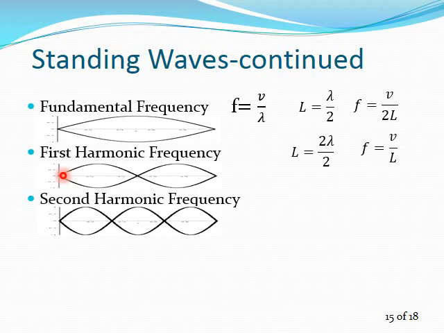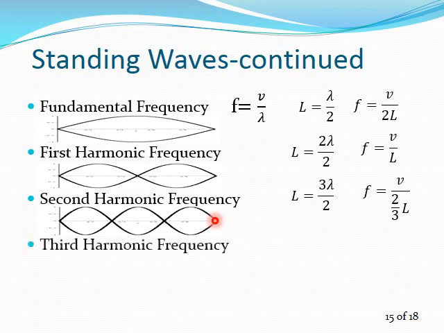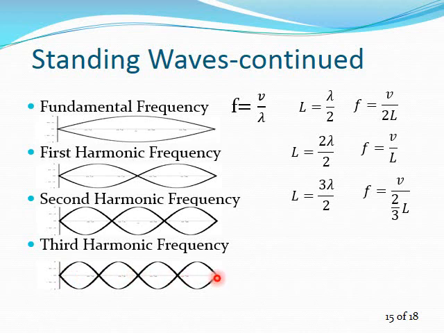And then we have the second harmonic, and in the second harmonic, how many half wavelengths do you see? I see 3 half wavelengths. In this case, lambda would be equal to 2L divided by 3. And then even if you go to the third harmonic, how many half wavelengths do you see here? I see 4. That means L is equal to 4 half wavelengths, or lambda is equal to L divided by 2 in this case. So do we see a pattern here?